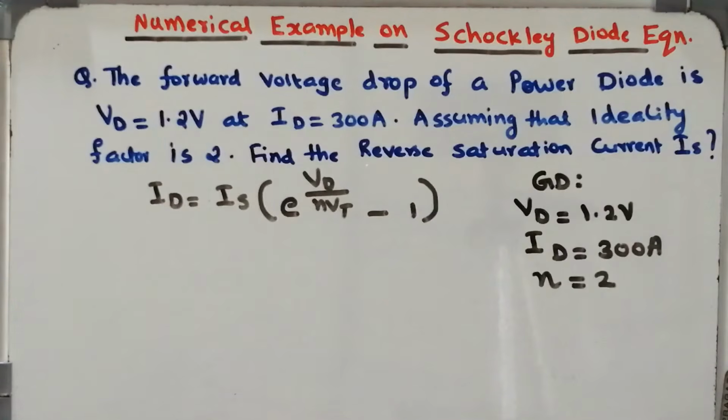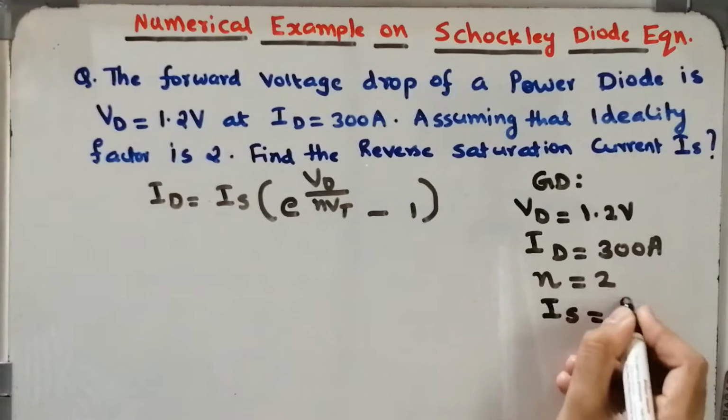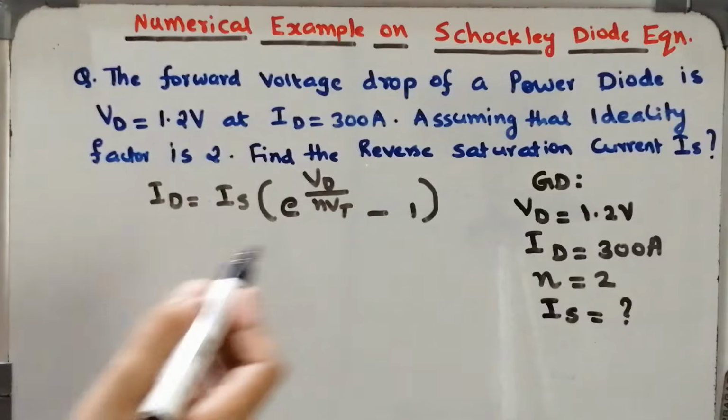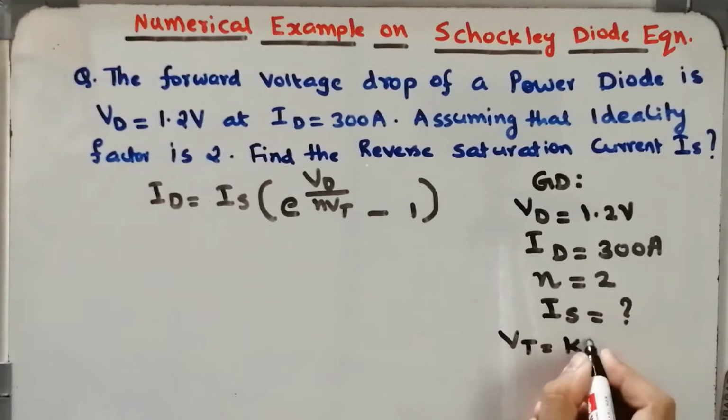What I need to calculate is Is, the reverse saturation current. This I don't know, I have to calculate. Also I don't know Vt. Vt is called the thermal voltage. So how to calculate Vt? You can use the formula Vt is equal to kT divided by q.